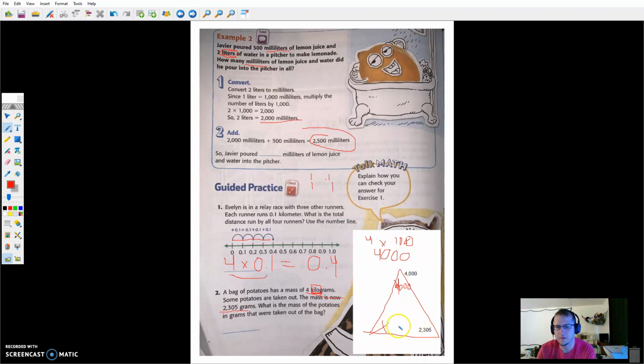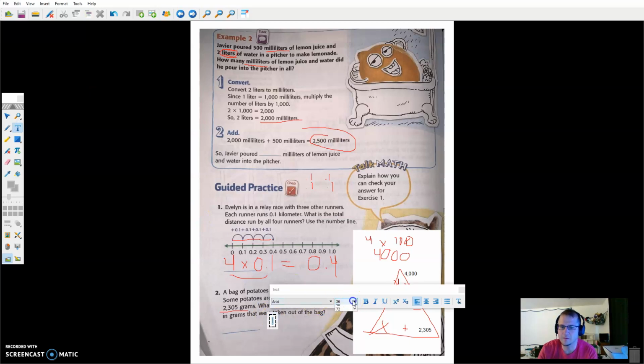And I know if whatever that is plus that is going to equal that, then I also know that 4,000 subtract the 2,305 will equal whatever that is. So that's the math we then need to do. So we're wanting to do 4,000 subtract 2,305.